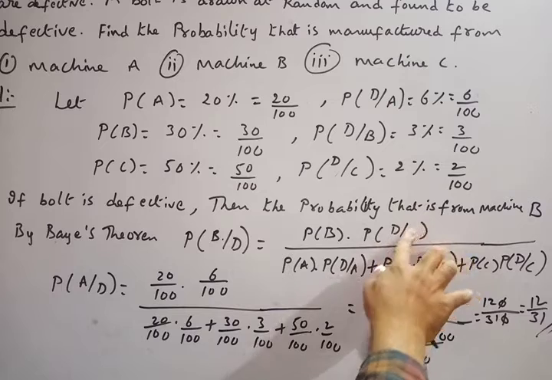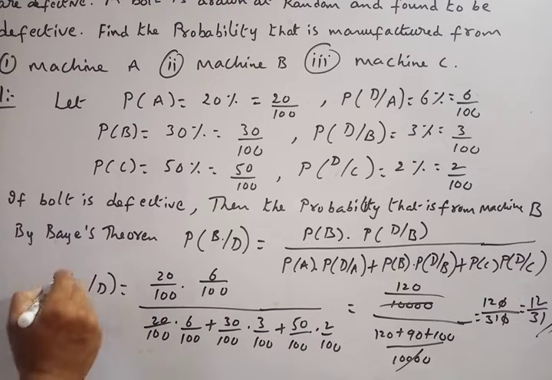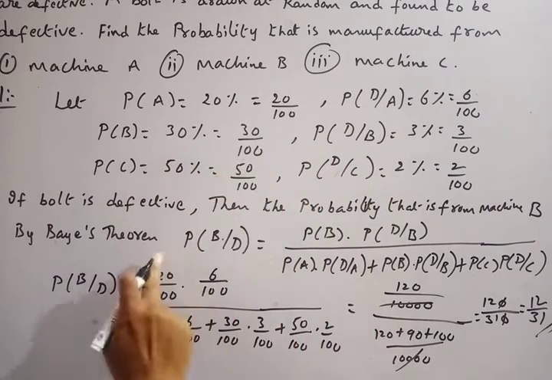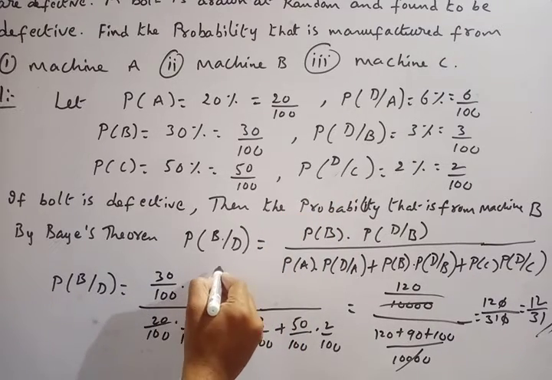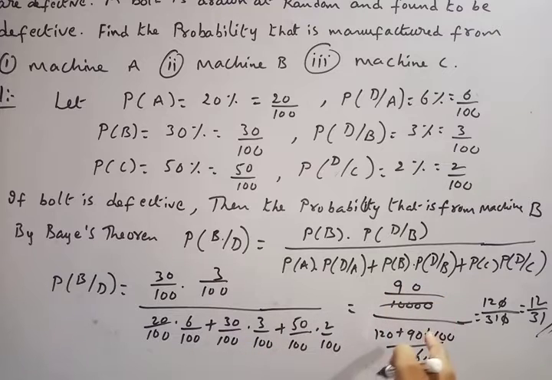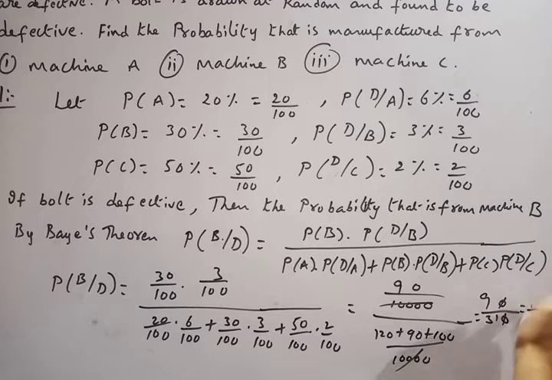So here we'll get B. Second case, don't write it separately, P of B. So now what I get here, instead of 20 by 100, P of B by D. So P of B is how much? 30 by 100. D by B how much we have? 3 by 100. So I get here 90. Correct? So denominator is same. So instead of 12 I get here 9. So what I get here? 9 by 31.